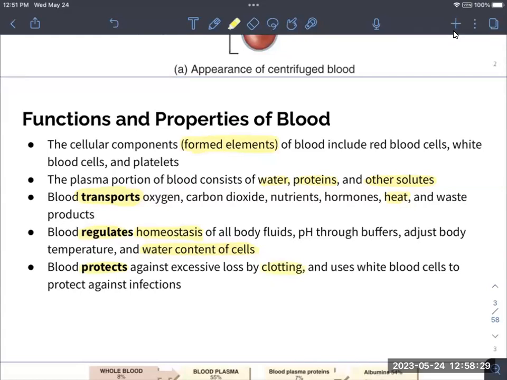Your white blood cells are what help to keep you healthy when some sort of microbe, bacteria, virus, or fungi invades your system. The white blood cells come along and they're going to fight against these different pathogens that may have gotten into our system.